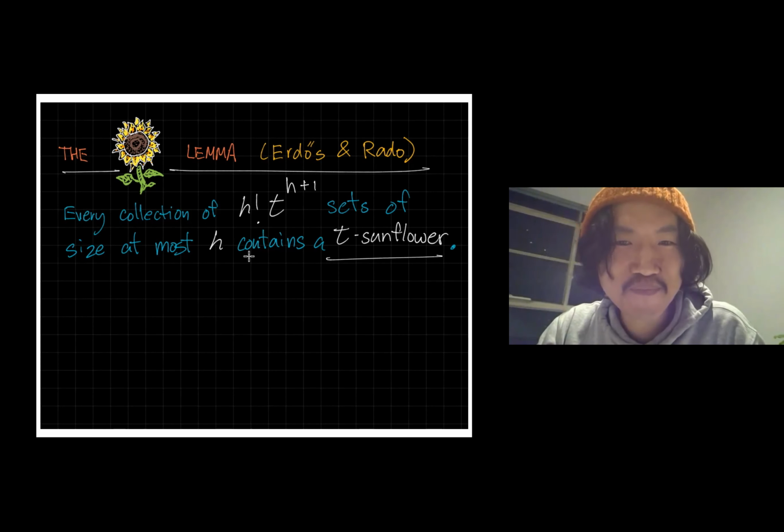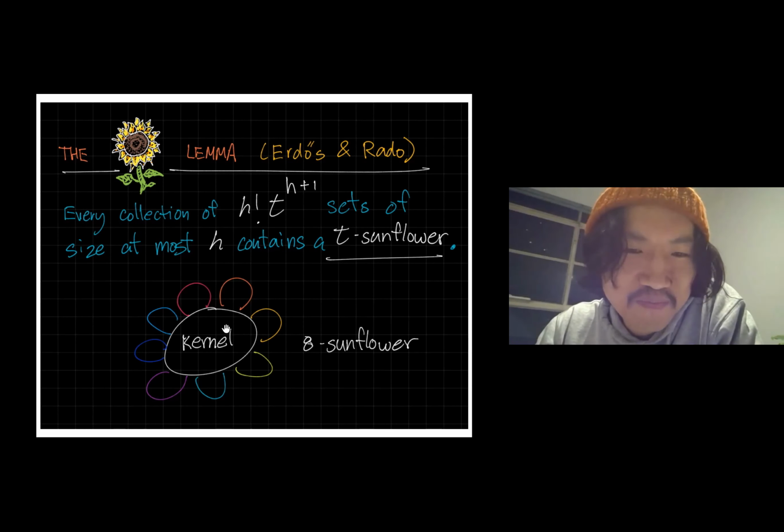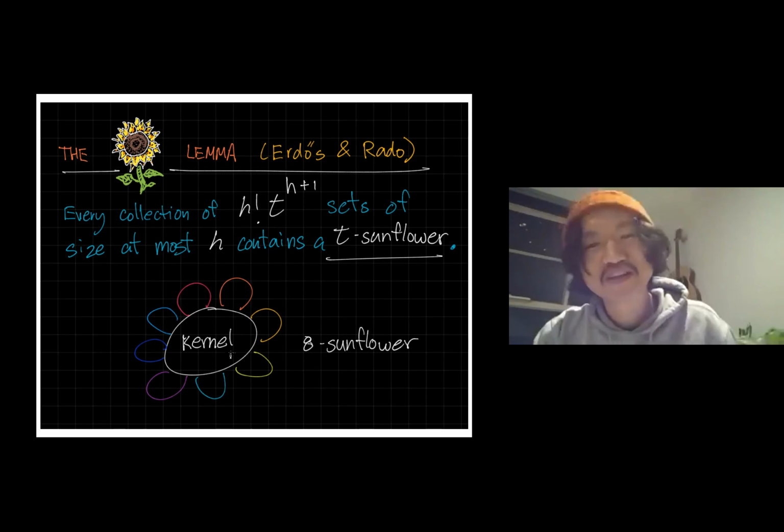It says that if you've got many sets, it doesn't really matter what this many is, of bounded size, then you can find a subfamily that has a very sort of controlled structure. So this subfamily is called a T sunflower. So what is a T sunflower? This T just means that you've got T sets and they intersect very nicely. What it means is that you've got T sets, all of whose pairwise intersections are the same. So here I've drawn an eight sunflower. I've got eight sets and all of these sets intersect in this white set here, which is usually called the kernel of the sunflower. So the sunflower lemma says if you've got many sets of bounded size, you can find a large sunflower.